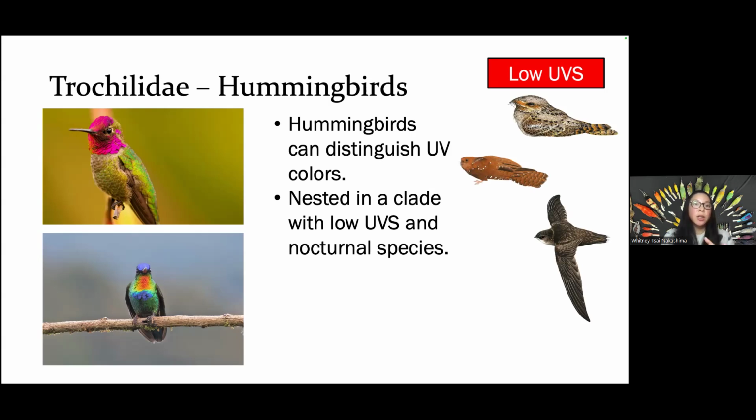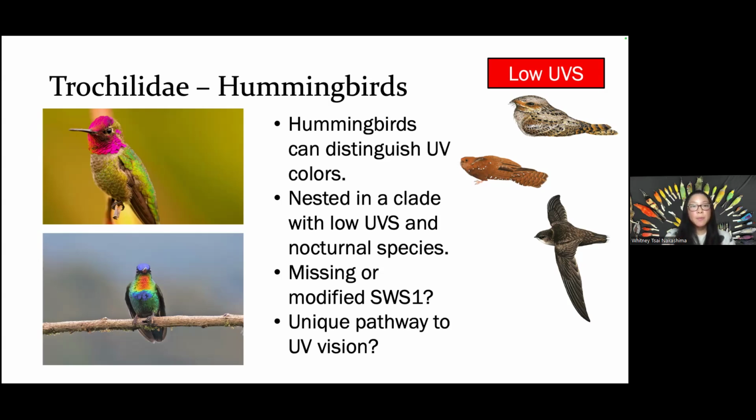And we also know that they're nested in a clade with birds that have low UVS visual systems and also nocturnal species, things like oilbirds and nightjars. And so there are a few possible reasons that we might be getting this low UVS signal from hummingbirds. One is that they might be missing the SWS1 opsin or it's highly modified. So maybe at some point they actually lost this SWS1 opsin, and after that, they might have even had a unique pathway to UV vision.